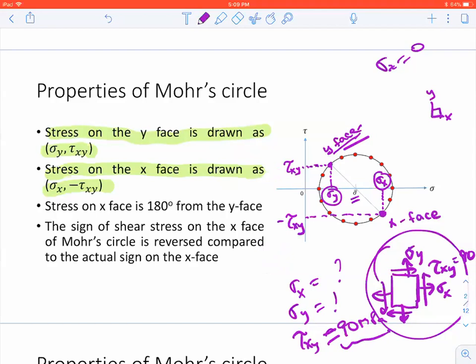So remember, the stress on the X face is 180 degrees from the Y face on the Mohr circle. That means the actual angle is 90 degrees. On the Mohr circle, the X and Y faces, or X prime and Y prime faces, are at twice the actual angle. The sign of shear stress on the X face of the Mohr circle is reversed compared to the actual sign on the X face. Actually the shear stress on the X face is positive, but on the Mohr circle, the sign will be reversed, flipped.